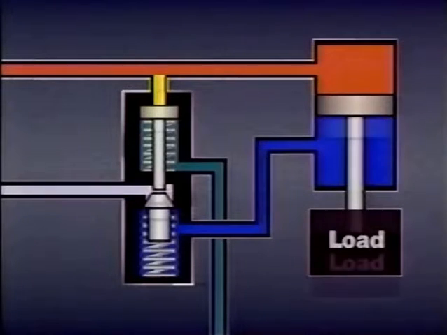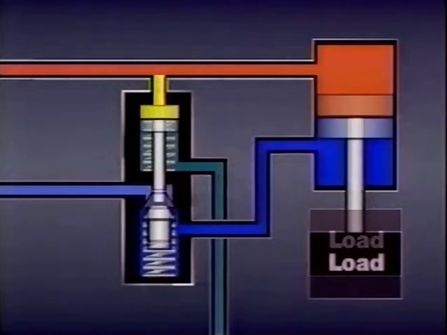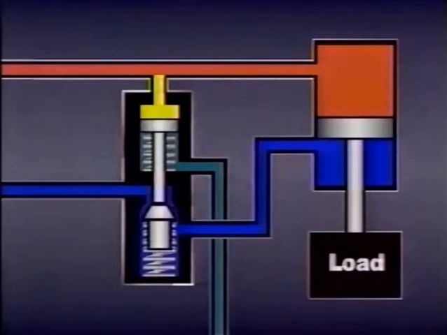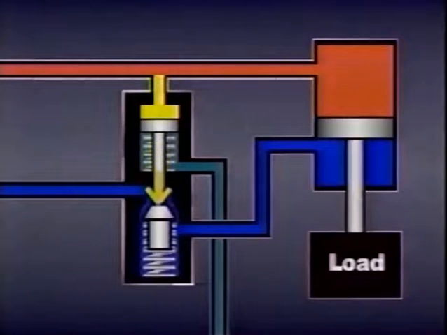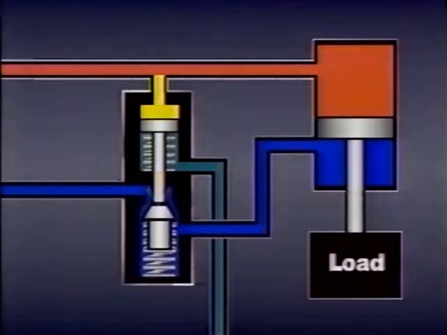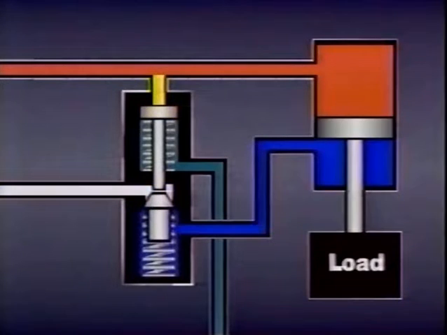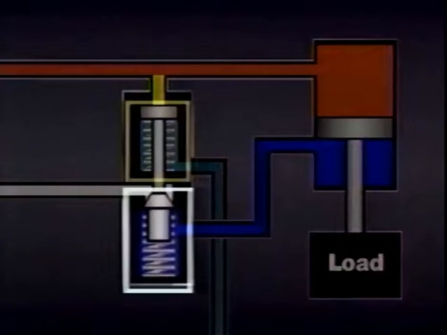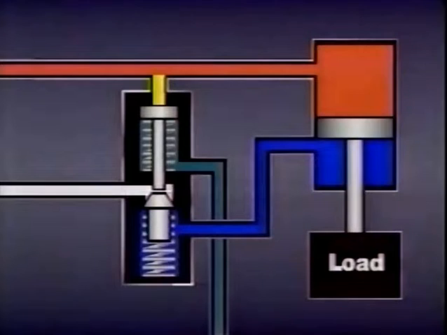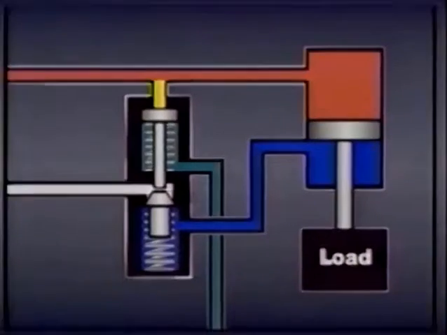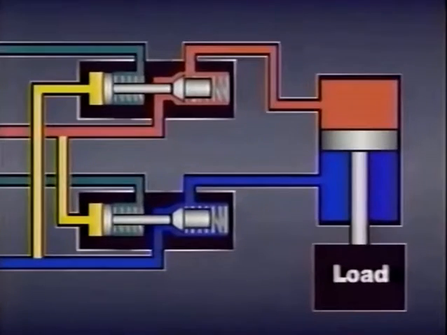In this check valve, pilot pressure moves a spring-biased piston, which forces the poppet off its seat. As long as pilot pressure remains high enough to compress the spring, fluid can flow in either direction. When pilot pressure drops, the spring moves back, the poppet reseats, and the valve once again works like a regular check valve.